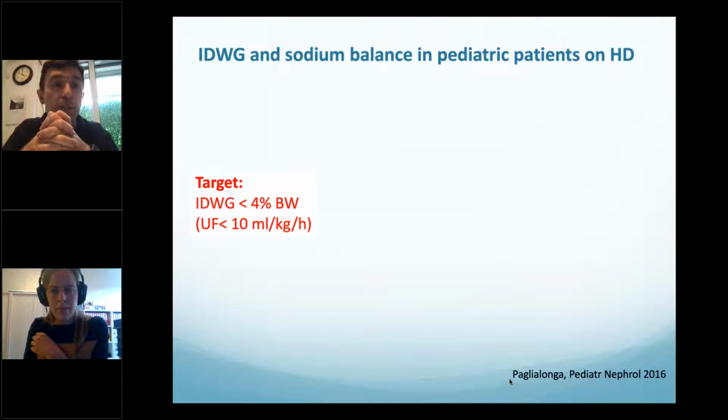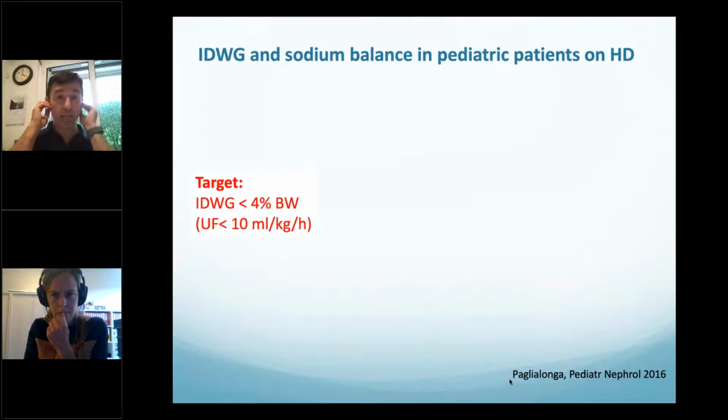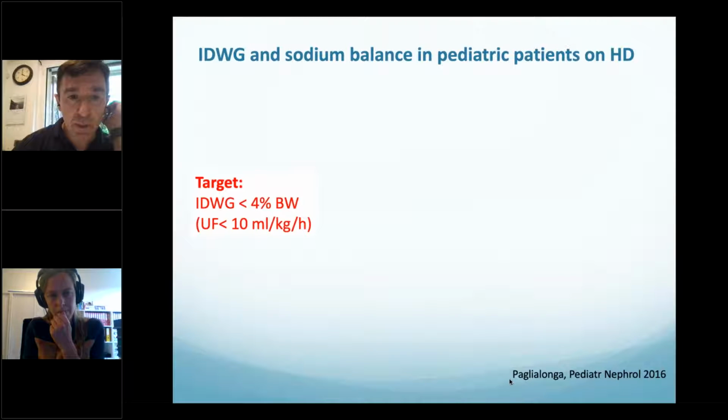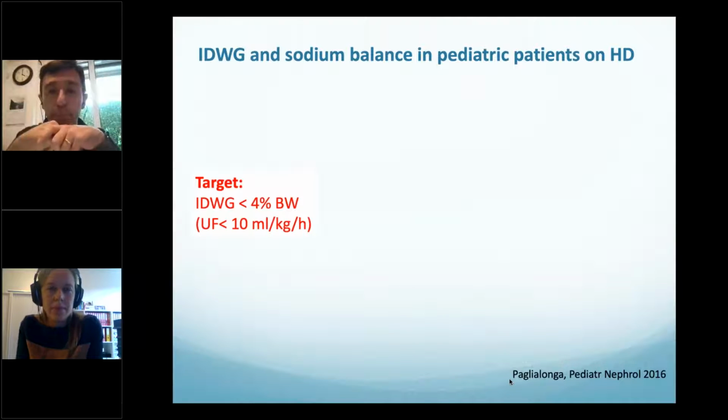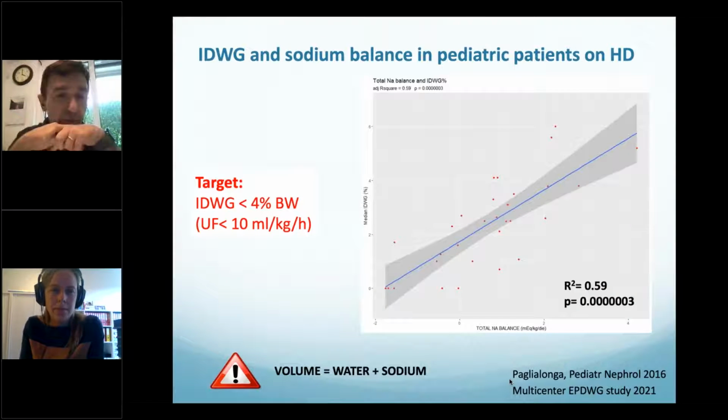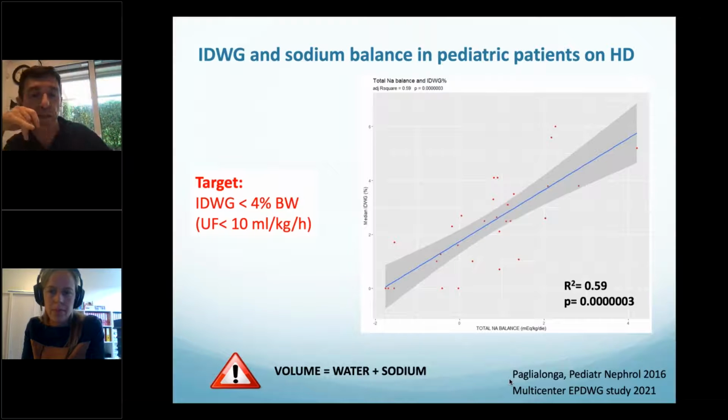The best way is to reduce the interdialytic weight gain, and so to reduce the need for ultrafiltration. We suggest to keep it below 4% of body weight, so an ultrafiltration rate of less than 10 mL per kilo per hour. But to obtain this result, what we can do is just to increase the number of sessions per week, or better, to improve the sodium balance, because there is a very strong association between the interdialytic weight gain and the sodium balance of our patients. Basically, our patients drink because they eat salt, and water goes always where sodium goes.